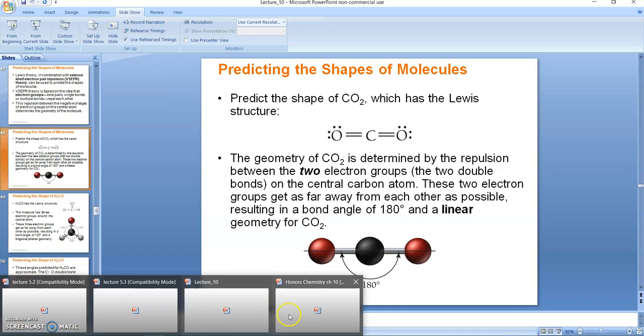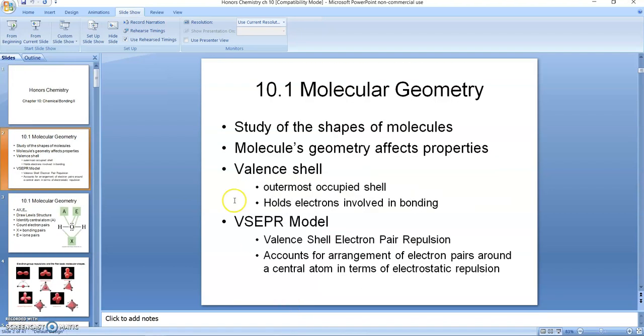Now, let me switch gears here and go over to my PowerPoint because I like that better. Here's where I summarize what VSEPR stands for again, so I won't go back into that.